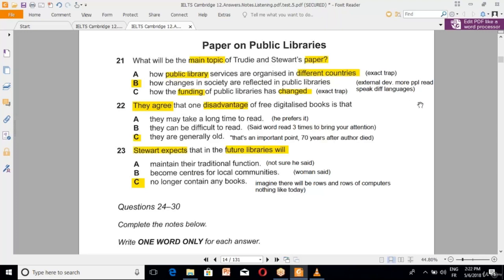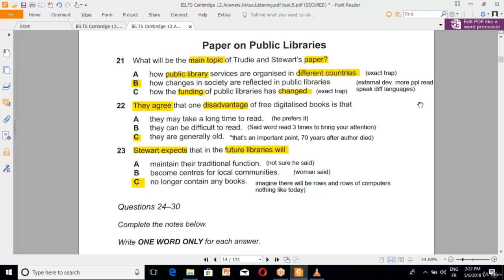Number 22 is C. A is wrong because the man said he prefers it. Right? Key language here is they agree. Right? The woman was talking about how it is difficult to read and takes a long time to read. The man said he prefers it. Also, for choice B, they tried to trick you because they said the word read 3 times. Right? So again, they're trying to attract you with exact language. Keyword is C. The answer is C.